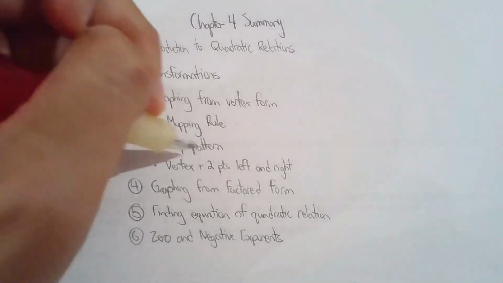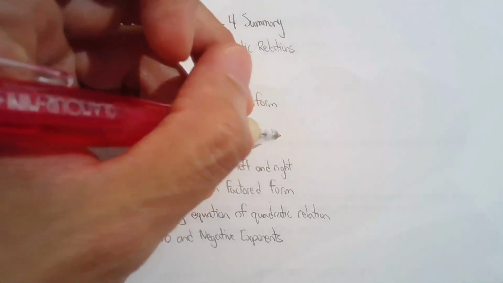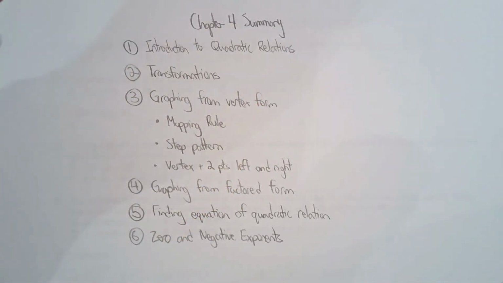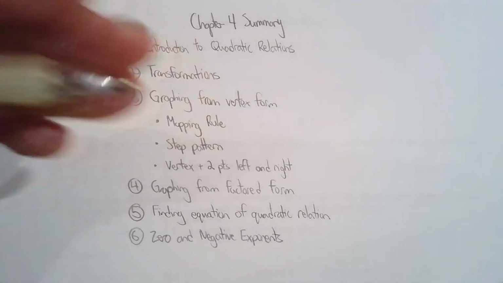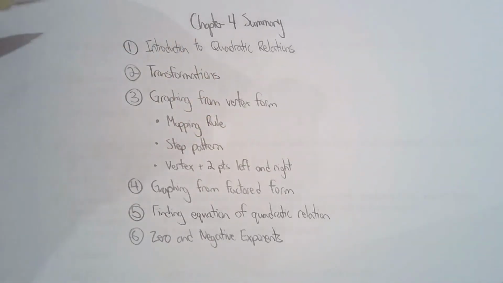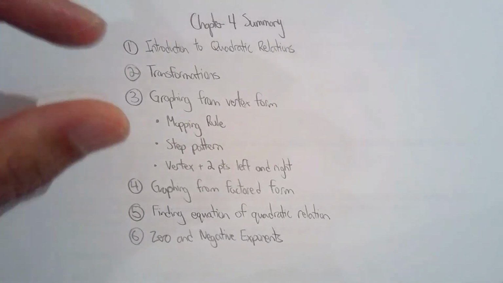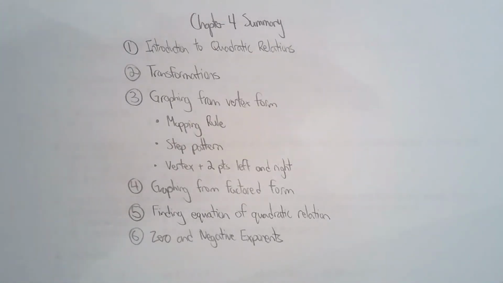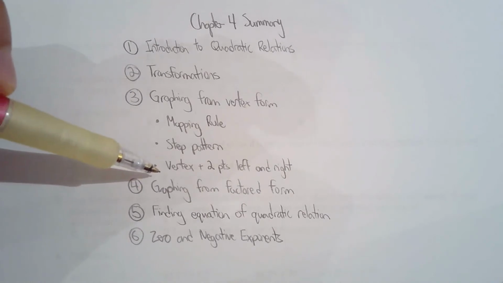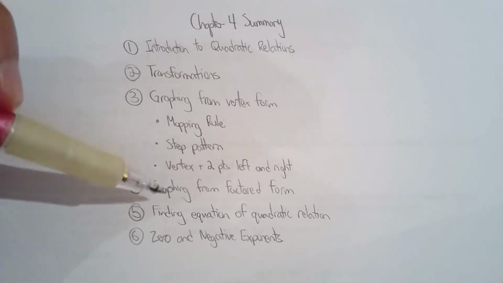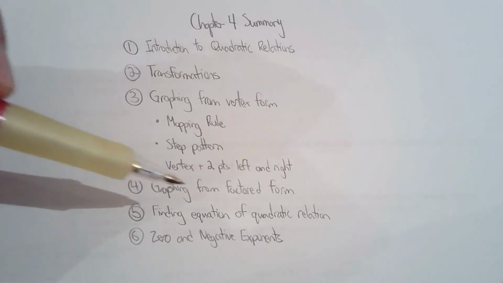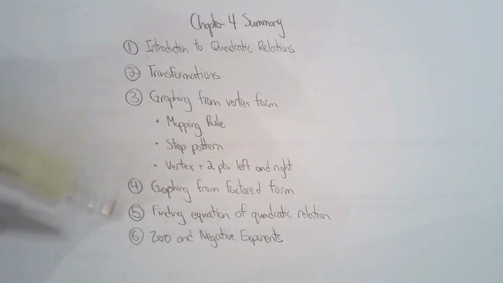So your original step pattern is 1, 3, 5. And based on your A value, you just multiply the original 1, 3, 5 by A to find your new step pattern. So for example, if A is 2, your new step pattern will be 2, 6, 10. And that makes sense because you vertically stretch by a factor of 2, so the steps are twice as large as before. Another way of graphing is just using a table: find the vertex, and then find 2 points to the left and 2 points to the right.